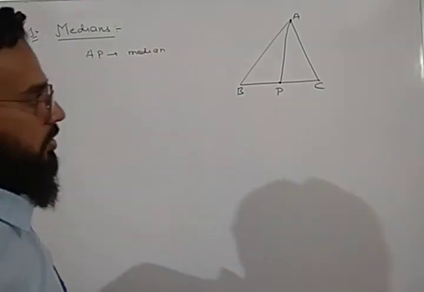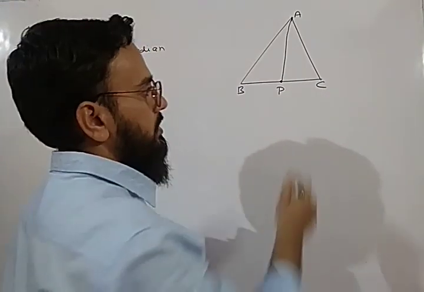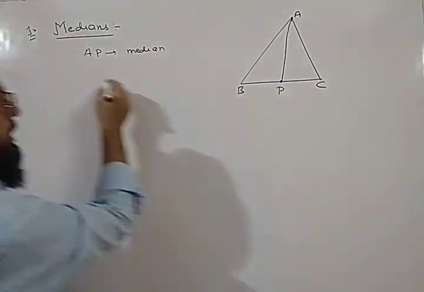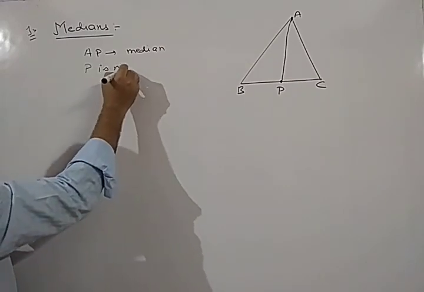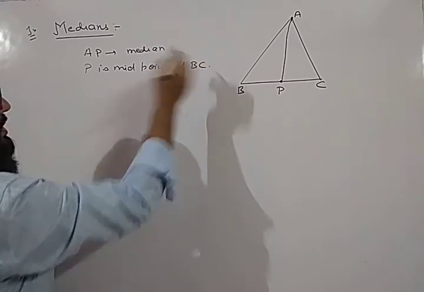And what is the property of median? Median divides the opposite side into two equal parts, or we can say P is the midpoint of BC.